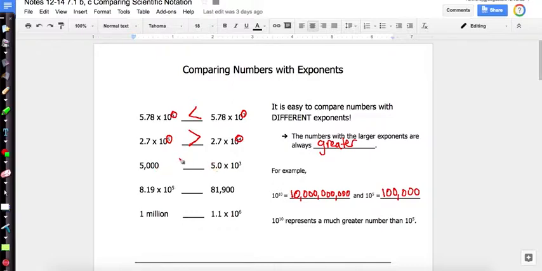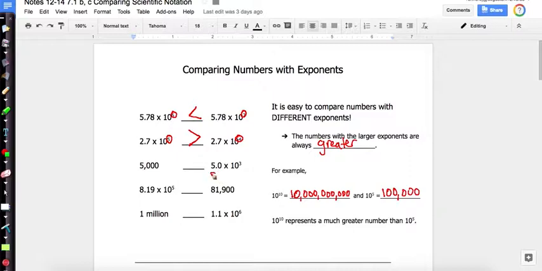Now look at the next one. They're not both written in scientific notation. So what I can do is I can change them both to standard form, which is what the 5,000 is, or I can change them both to scientific notation. So in this example, I'm going to change them both to standard form.